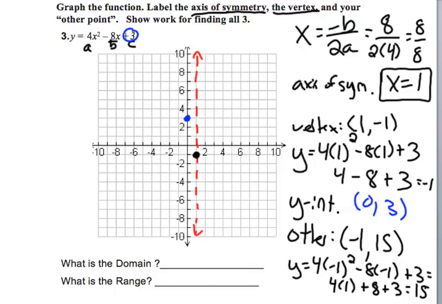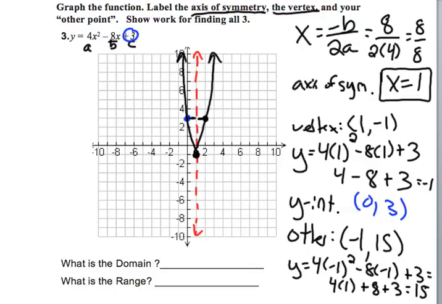Then, of course, after you have all that information, now you're going to start mirroring your points across. So here, remember, my y-intercept is 1 away from my axis of symmetry, so I need another point 1 away on the other side. And if I had another point, that point would be mirrored as well. And now I just draw my shape. Draw my parabola.